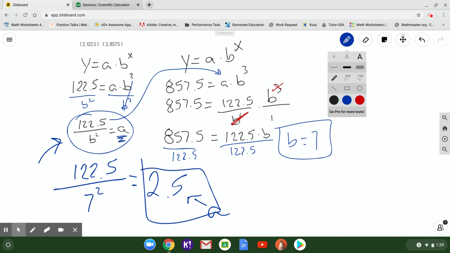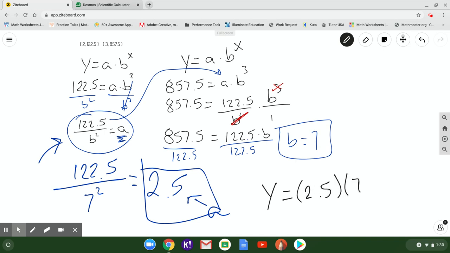So my final equation is going to be y equals 2.5 times 7 to the x. So there's my answer. I hope that helped. Feel free to message me if it doesn't.